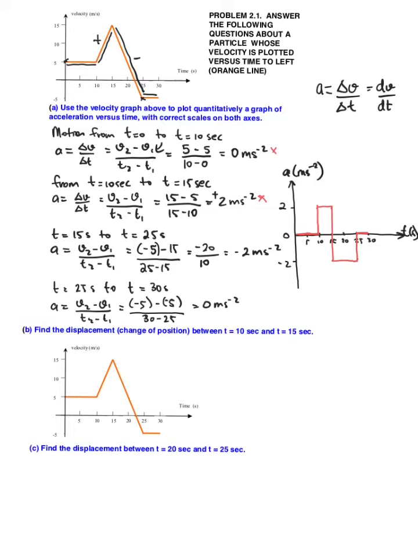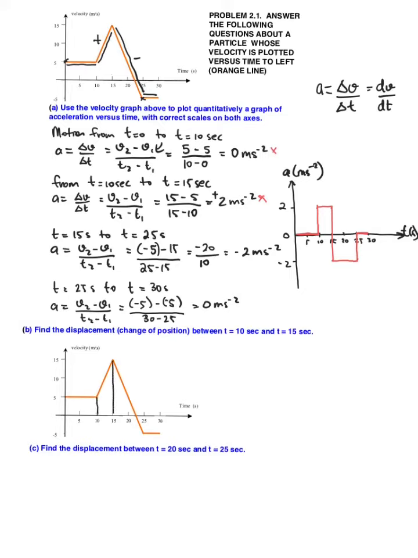Now we're asked to find the displacement. So we've just found the derivative, or the slope, of the velocity versus time graph to get the acceleration. If we want to go back the other way, to find displacement, we have to do the integral. And in this nice easy case, the integral is the area underneath that graph. We need to be careful of a couple of things. To find the displacement, the change of position, the question is saying between 10 seconds and 15 seconds. So we're looking for this region here.